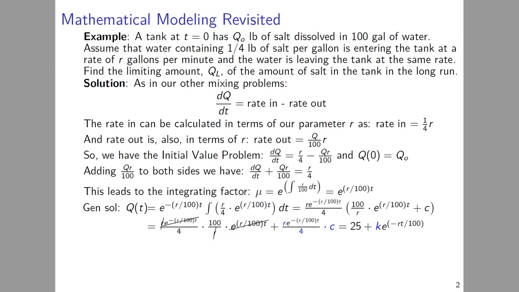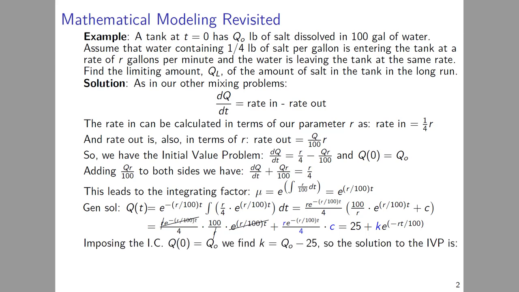And now that we found this general solution, we can impose our initial condition that q of 0 is q naught. Doing this, we have that q naught equals 25 plus k times e to the 0, which we can solve to find that k equals q naught minus 25. So the solution to the initial value problem is q of t equals 25 plus q naught minus 25 times e to the negative rt over 100.